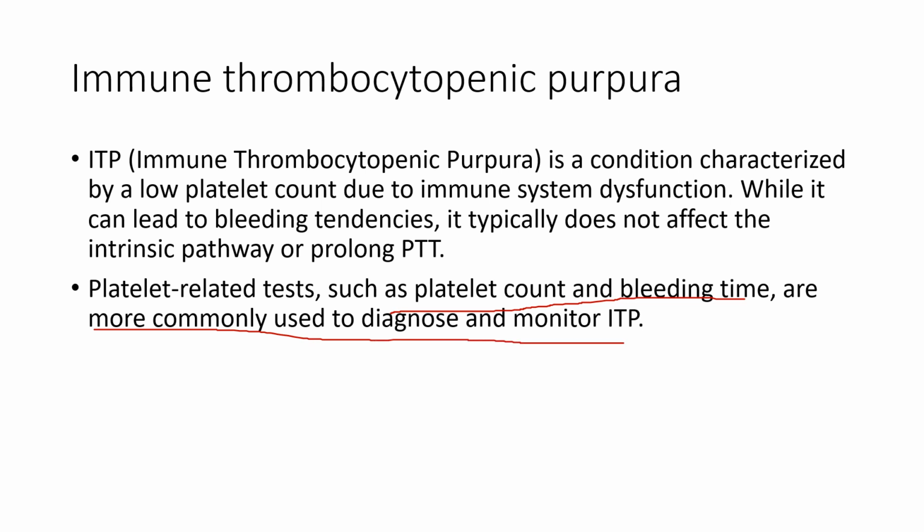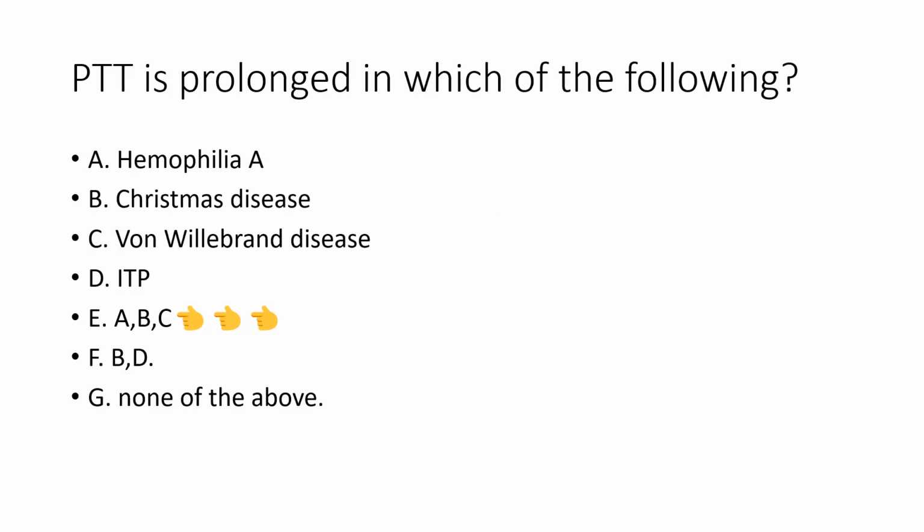Okay, guys, so what will be our answer? It will be von Willebrand factor, hemophilia A, and Christmas disease. So our answer will be A, B, C. Thank you, guys. And you need to remember what is hemophilia, what is Christmas disease, what is von Willebrand factor, what is PTT, and what is ITP. Thank you.